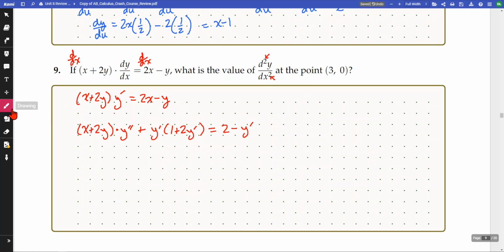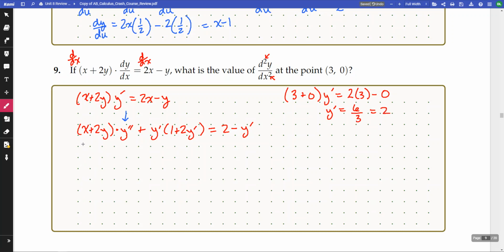So ultimately, we're trying to solve for the value of y double prime. But we know that we're going to work with it at the point 3, 0. So what does that mean for us? Well, I know that 3 plus 0 times y prime needs to equal 2 times 3 minus 0. Okay, so that means that y prime at the point I care about is going to be 6 divided by 3, which is going to be 2.